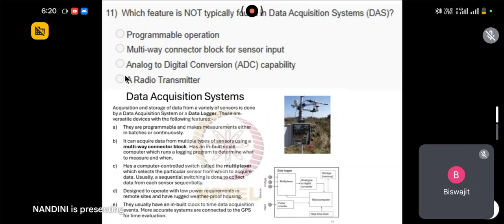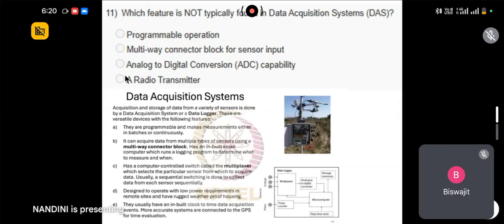At a fixed temporal resolution, you will get the values. And it can acquire data from multiple types of sensors, not a single sensor, using a multi-way connector block. It also has a small built-in computer which runs a logging program to determine what to measure and when. Then it also has a computer controlled switch called the multiplexer, which selects the particular sensor from which to collect data, since it has multiple sensors.